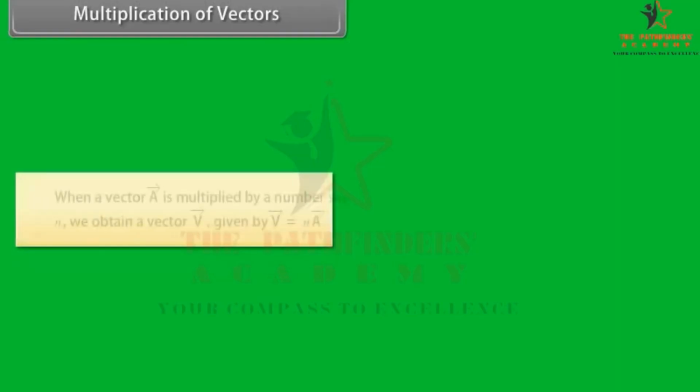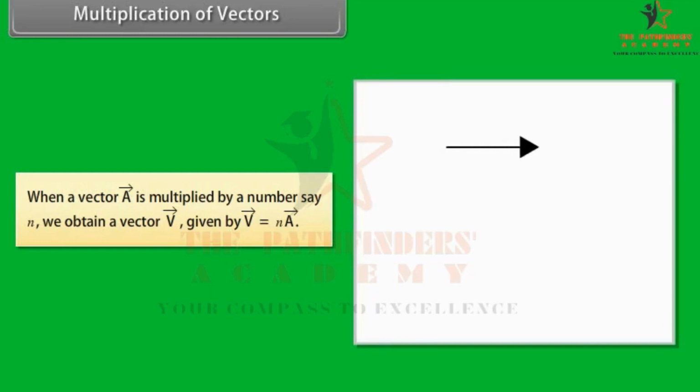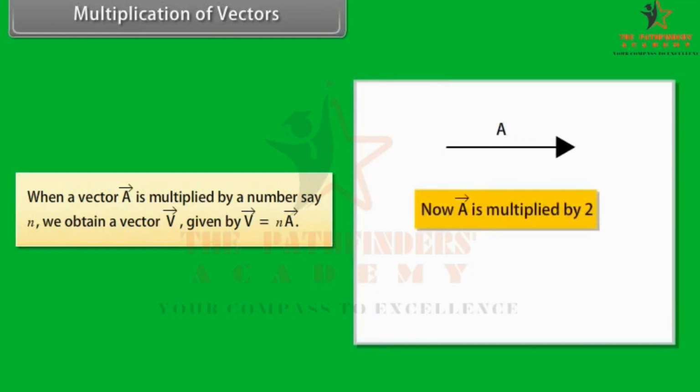Multiplication of vectors. When a vector A is multiplied by a number, say n, we obtain a vector V given by vector V equals n times vector A. Let's take an example. If a vector A is multiplied by 2, the resultant vector 2A is in the same direction as vector A and has a magnitude twice that of vector A.